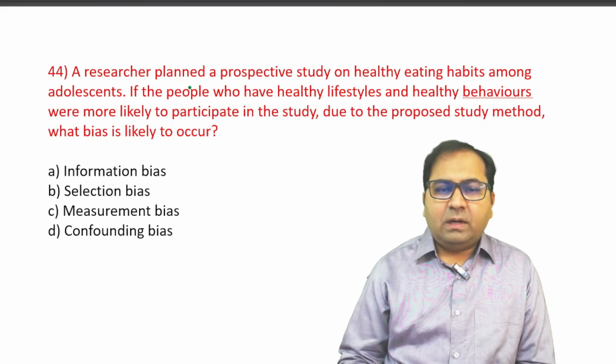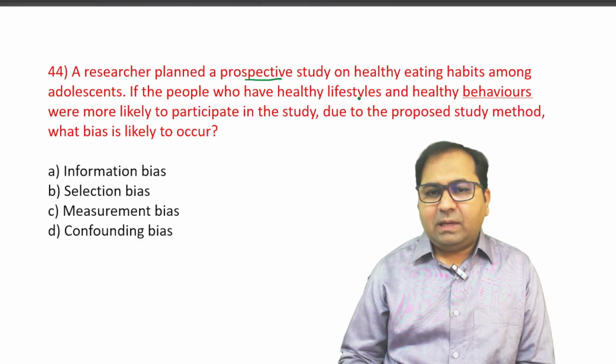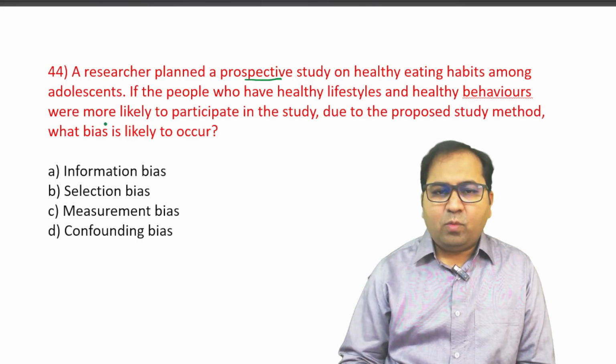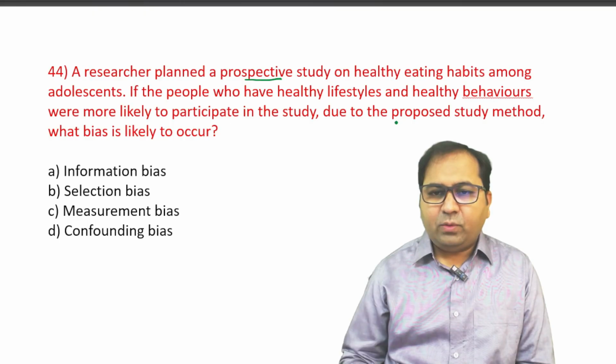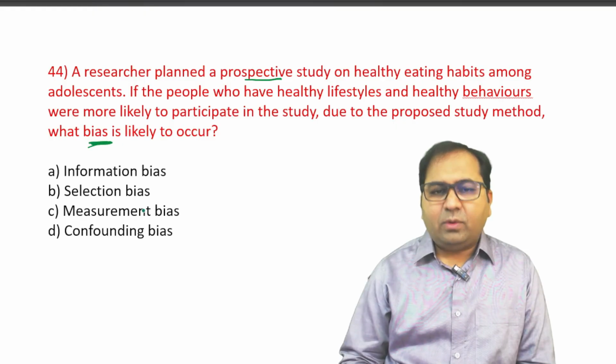Next question. A researcher planned a prospective study, okay, on healthy eating habits among the adolescents. If the people who have healthy lifestyles and healthy behaviors were more likely to participate in the study due to the proposed study method, what bias is likely to occur?